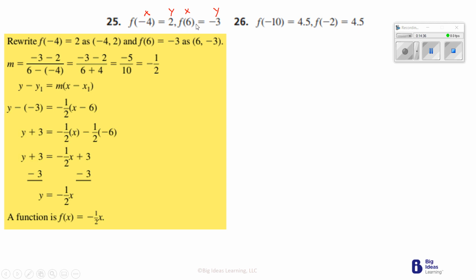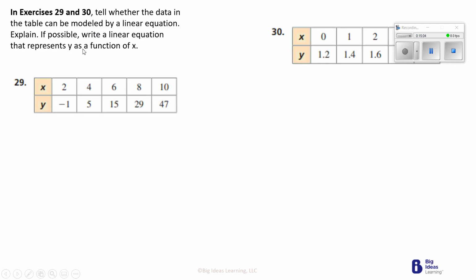We're going to plug in the numbers 6 and 3. 6 being x, so it becomes -6. Y being -3, so it'll become a +3. We're going to take -1/2 times x and give us -1/2 x, and -1/2 times -6 will give us a +3. Then we're going to subtract 3 from both sides, and that leaves us y equals negative 1/2 x. All right, let's go to number 29.